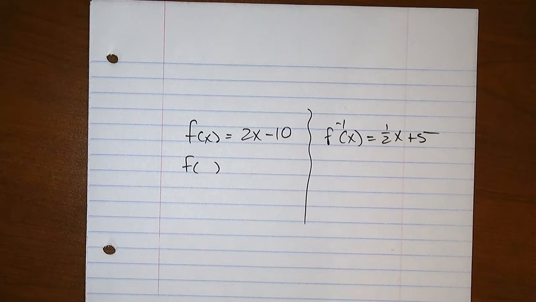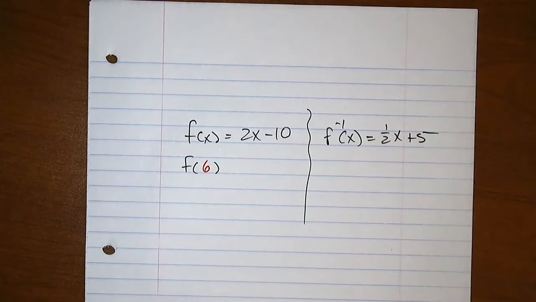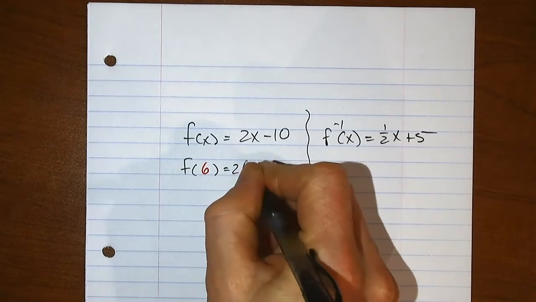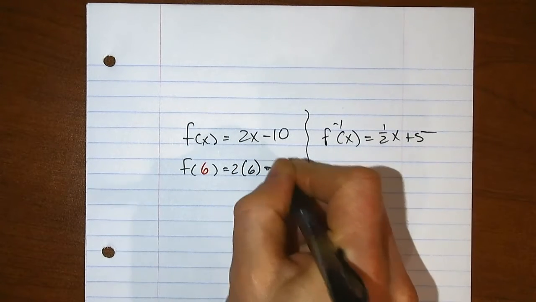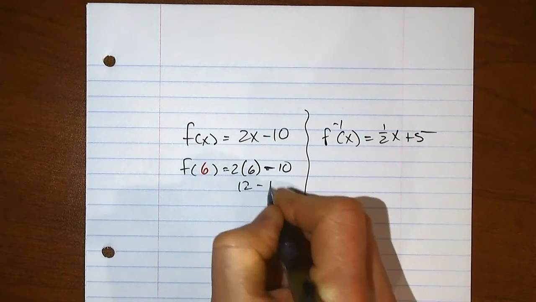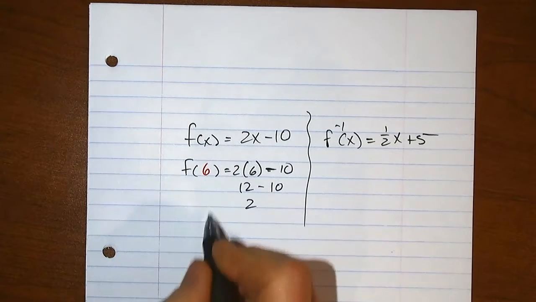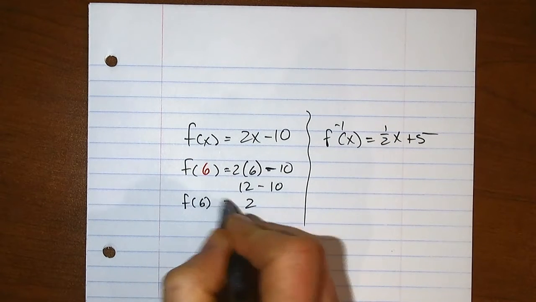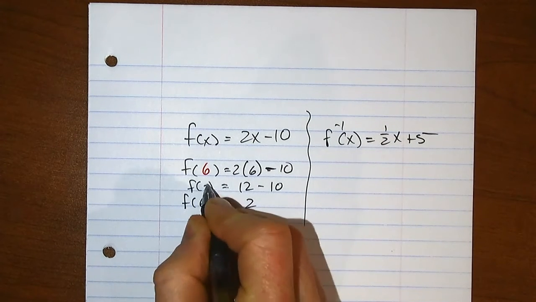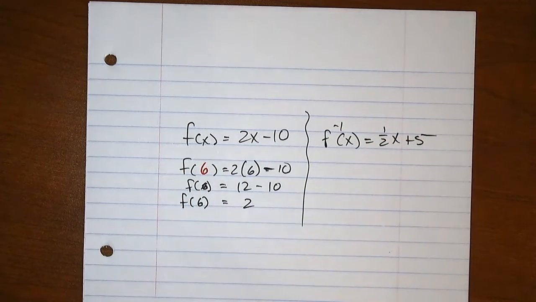It doesn't really matter what number. Let's go with the number 6. Plug in the number 6. So if I plug in the number 6, minus 10, I'm going to get 2 times 6, which is 12. 12 minus 10 is 2. So it turns out that f of 6 is equal to 2.